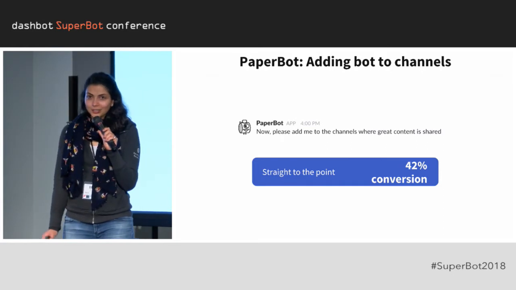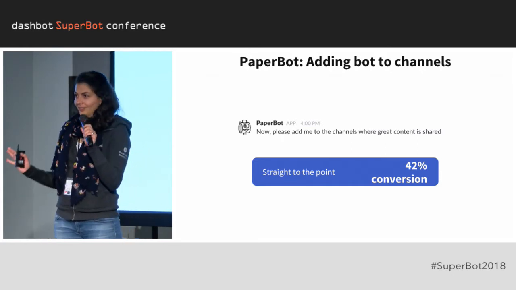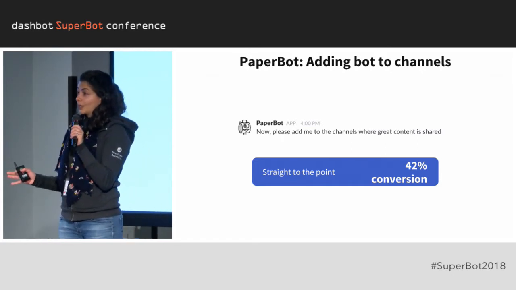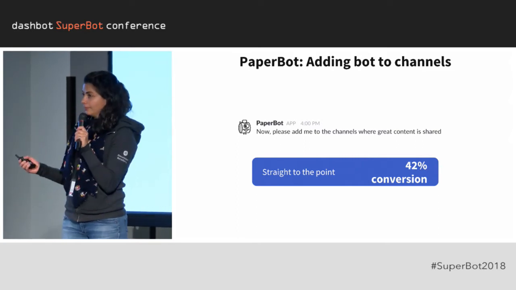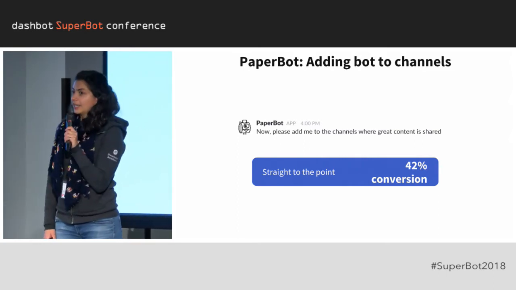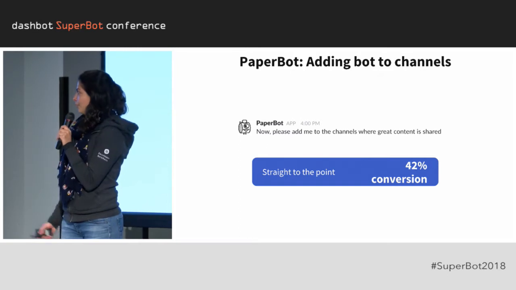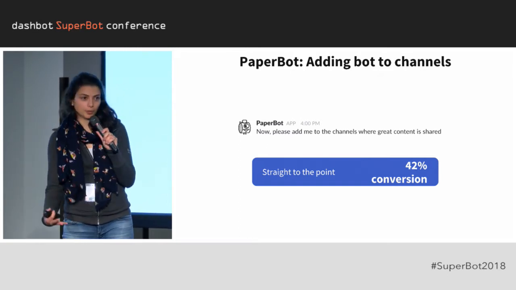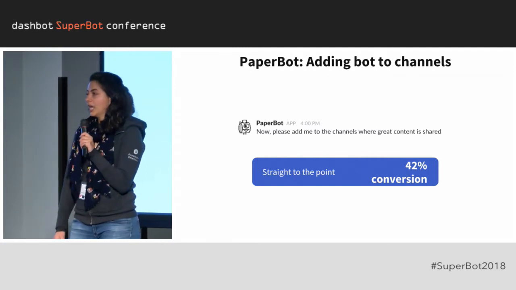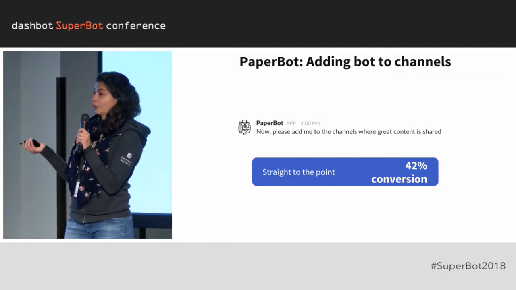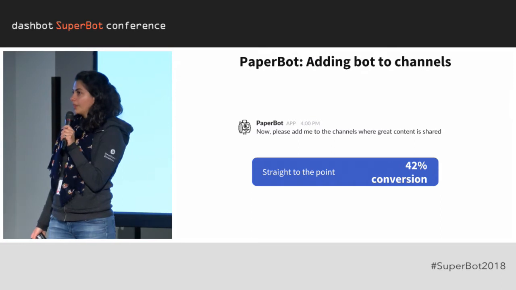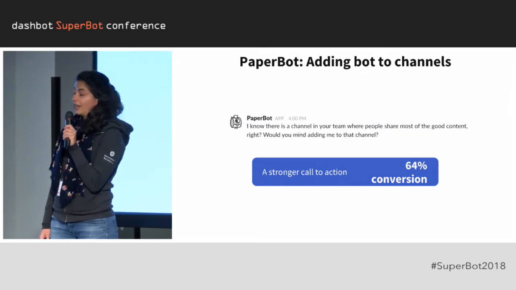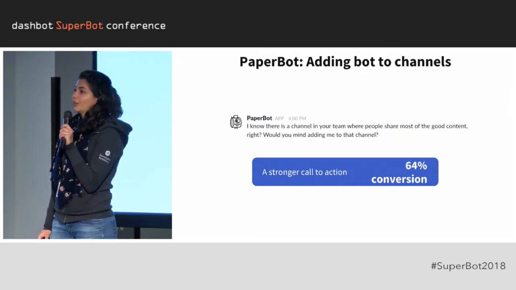So as a last thing to conclude, just to help bring my point home that bot copy really, really does matter. PaperBot, an app on Slack's platform, tested out some of their onboarding content. And the first thing that they tried out was this phrase here to get people to add them to channels. It's really important inside Slack for growth and adoption. And they had a 42% conversion rate when they got straight to the point. But they changed it up and tested it, and that bumped to 64% when they had a stronger call to action.